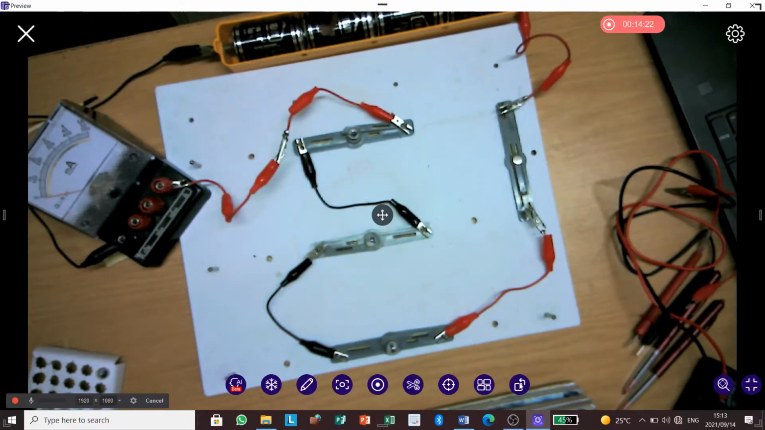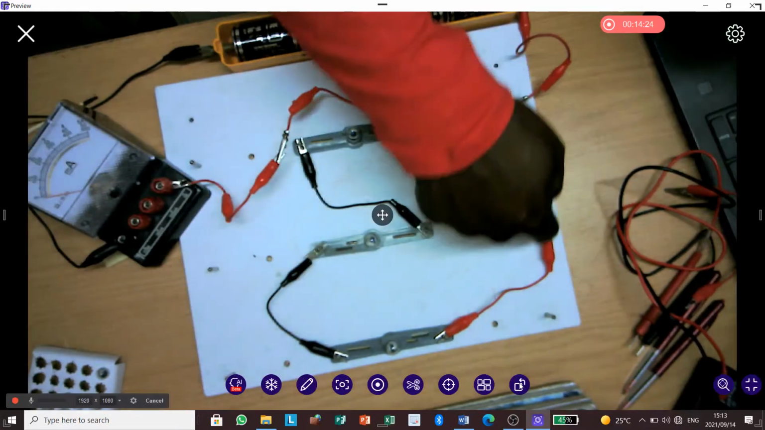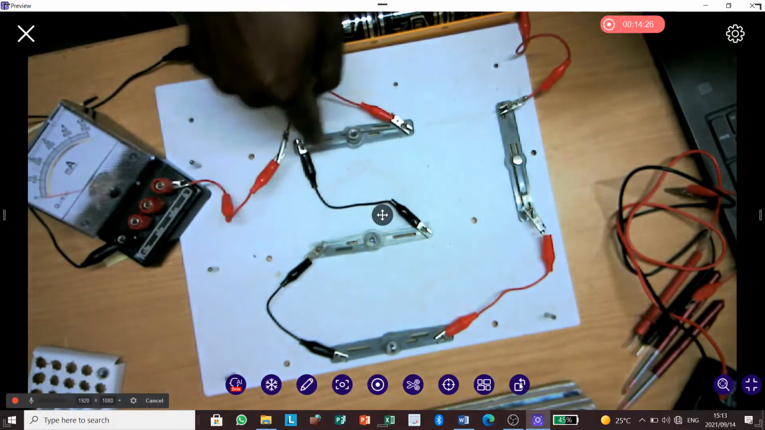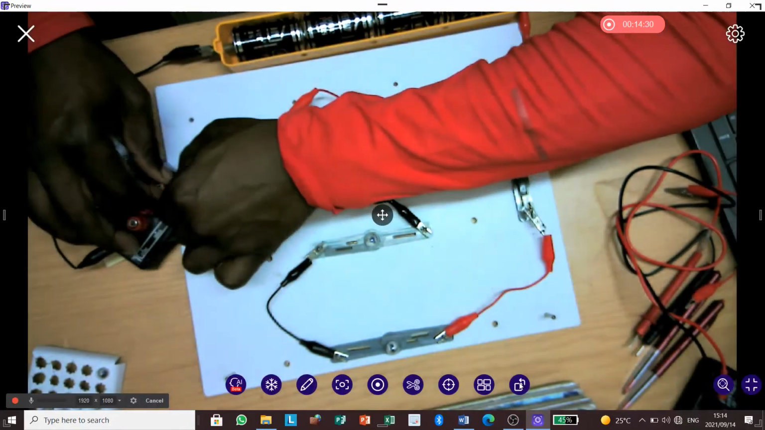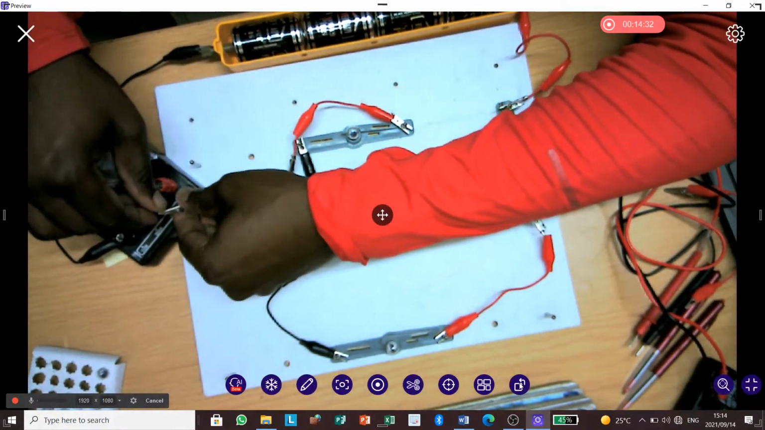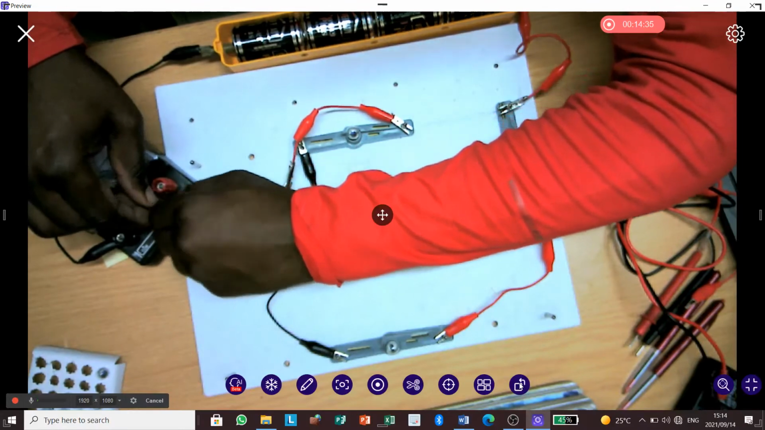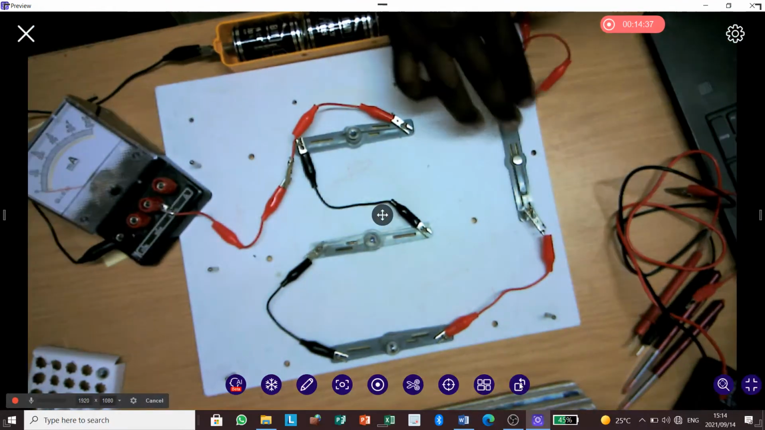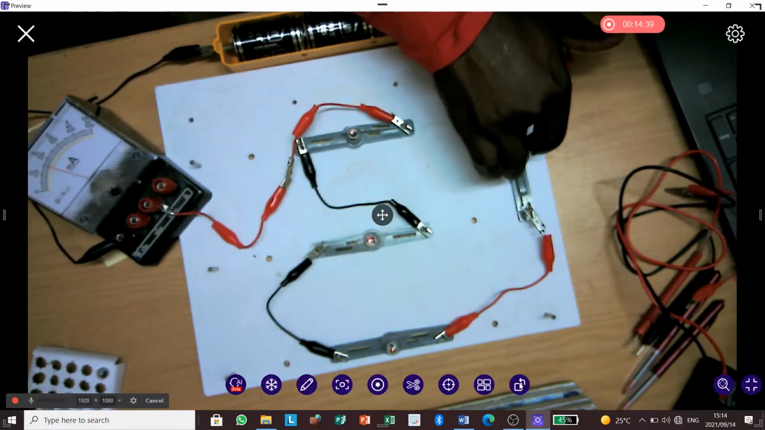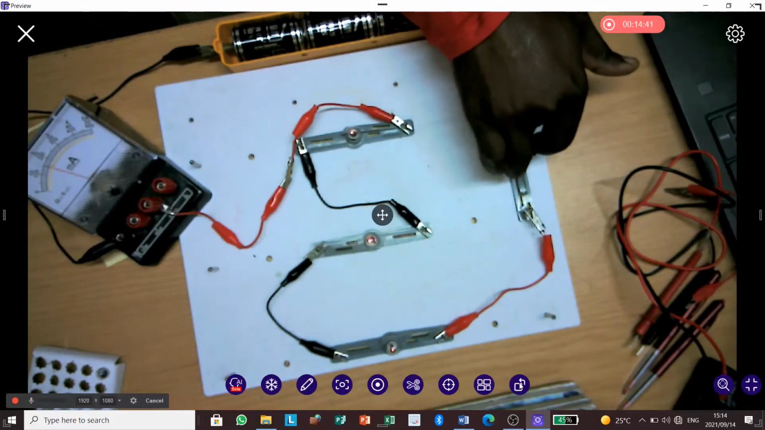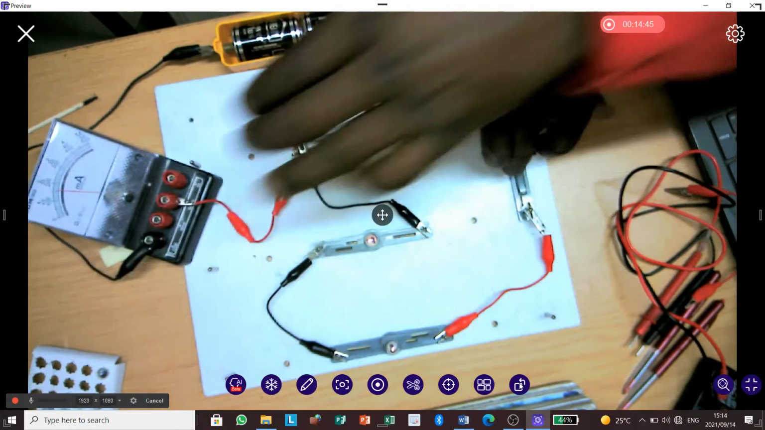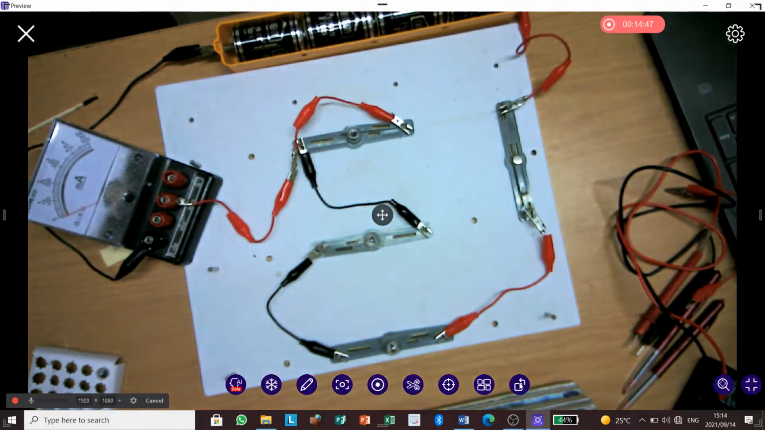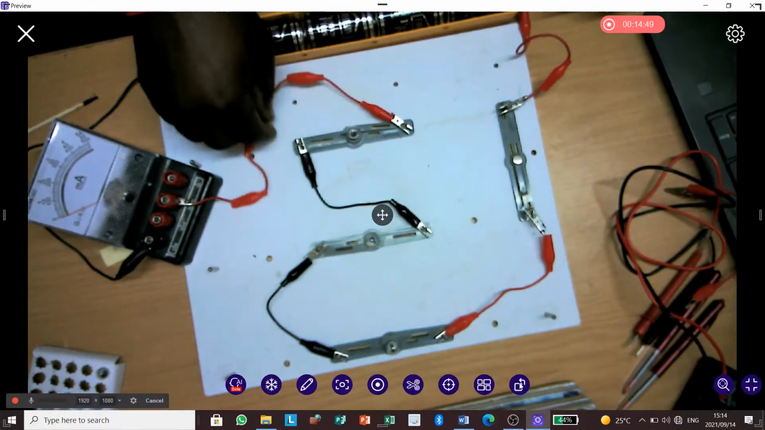Because in a series circuit, we say current is the same throughout. Current is the same. So now, let me move my ammeter to the 500 milliampere range. Let's have a look at it. So my current flow in there is roughly around 160 milliamperes.